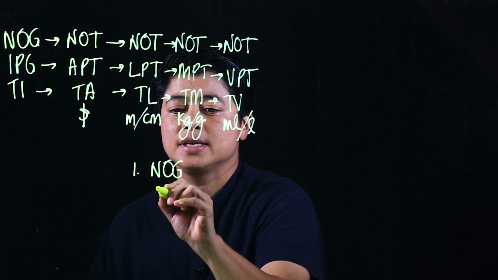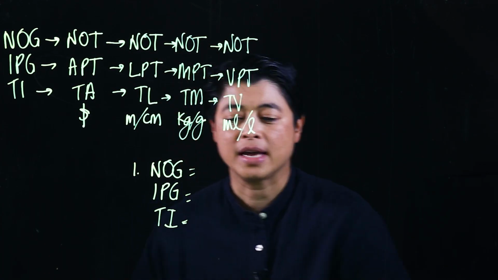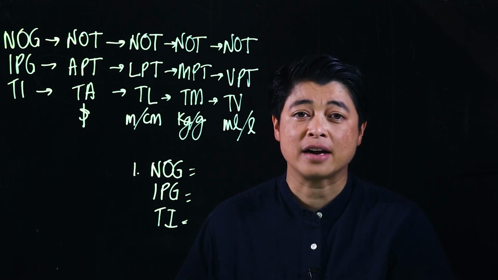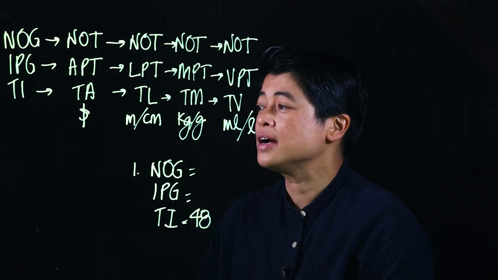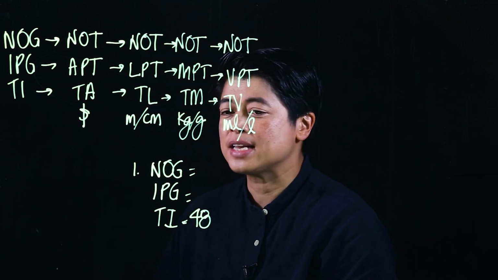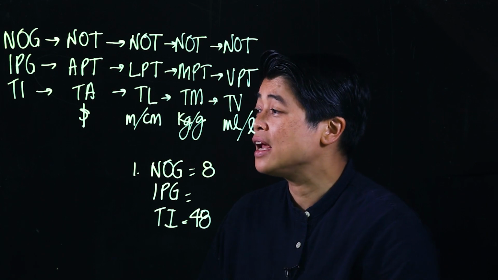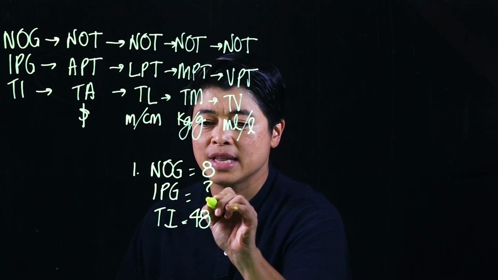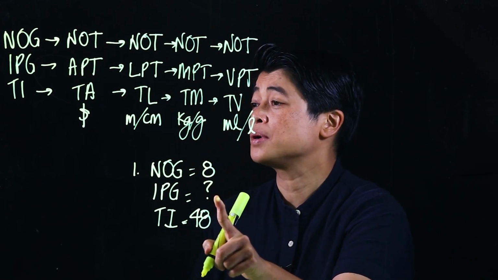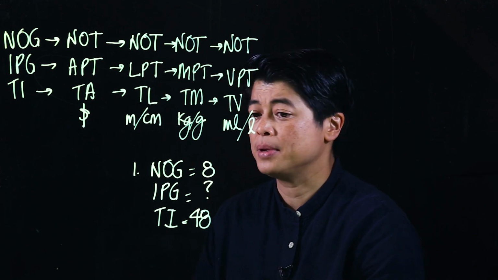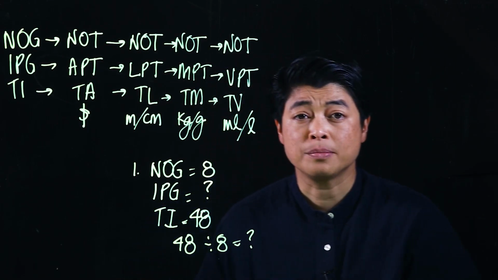Number of groups, items per group, and total items. So we are arranging 48 chairs. That would be the total items. And then it says there are 8 rows. So that means the number of groups will be 8. The question is, how many are there in each row? So that's the items per group. Clearly, since the missing part is the items per group, this will be a division problem. So 48 divided by 8 equals question mark.